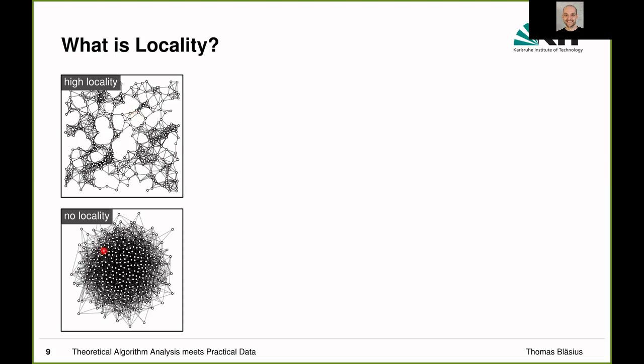So I have here two graphs that have the same size. They have the same number of vertices, same number of edges. And one of them I was able to draw nicely. The other one I wasn't able to draw nicely. And this basically means that this has a high level of locality and this doesn't have a high level of locality.